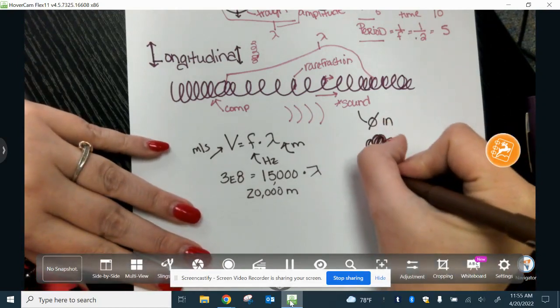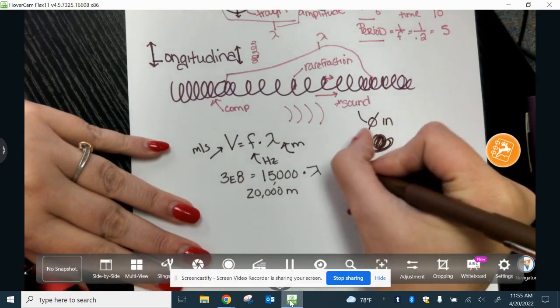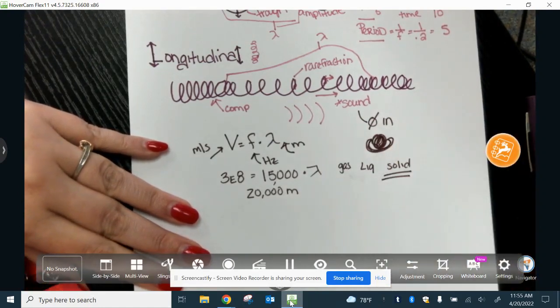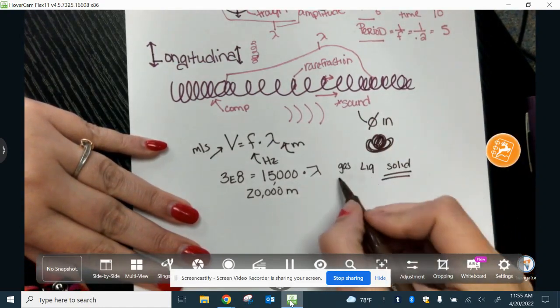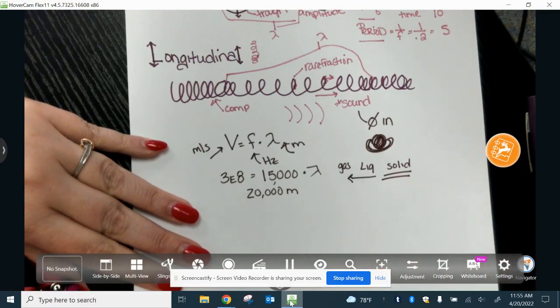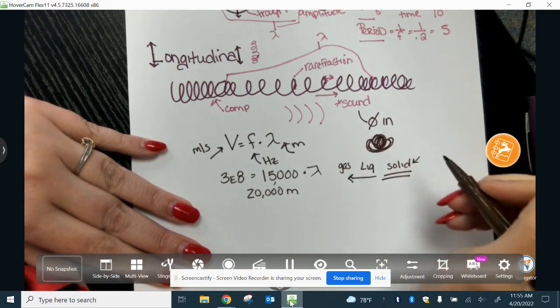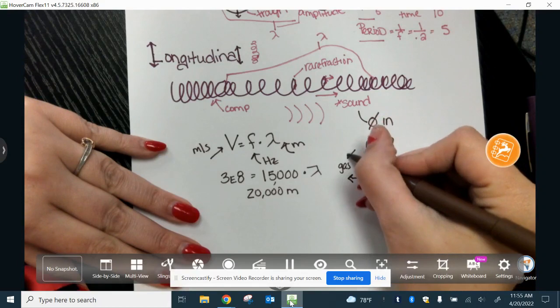In fact, you have liquid, gas, and solid. Sound actually travels the best through the solid, then liquid, then gas. So if there's a stampede coming, you can actually pick up the vibrations on the ground before you can hear them through the air.